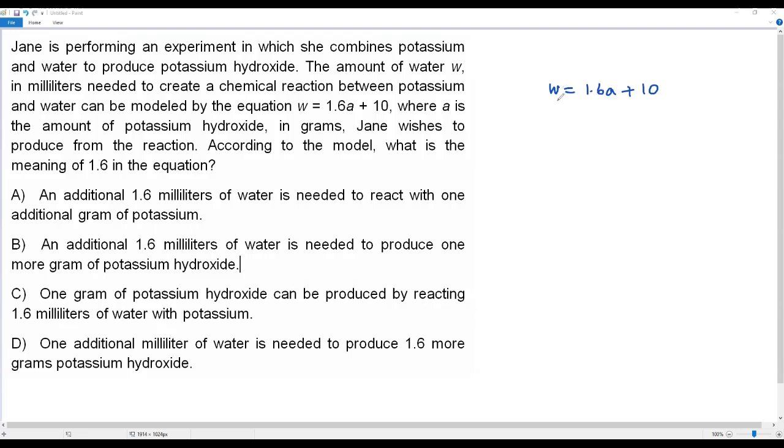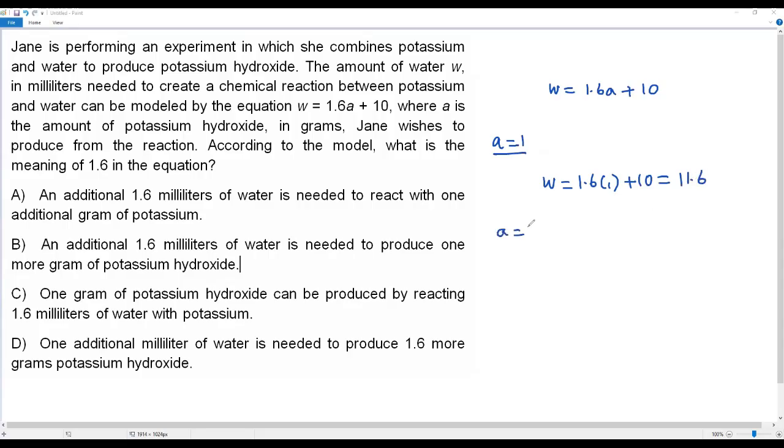Now we have to solve for W for some value of A, because in all the options we have stuff about the amount of water required. First let me plug in A equals 1. Here I'm going to find the amount of water required to produce 1 gram of potassium hydroxide. Then I'm getting W equals 1.6 times 1 plus 10. So 1.6 times 1 is 1.6, plus 10 will be 11.6.